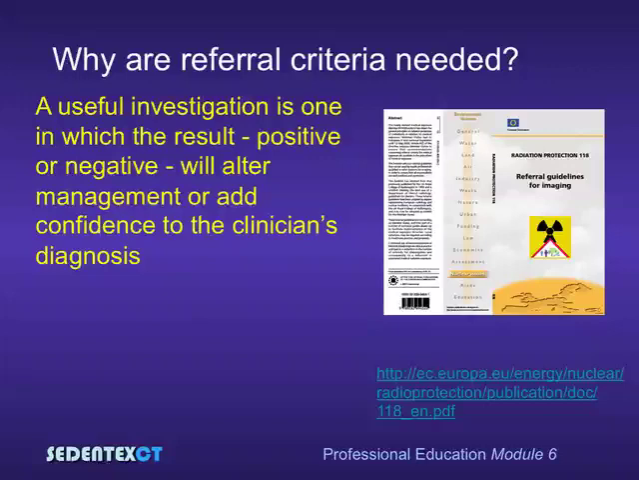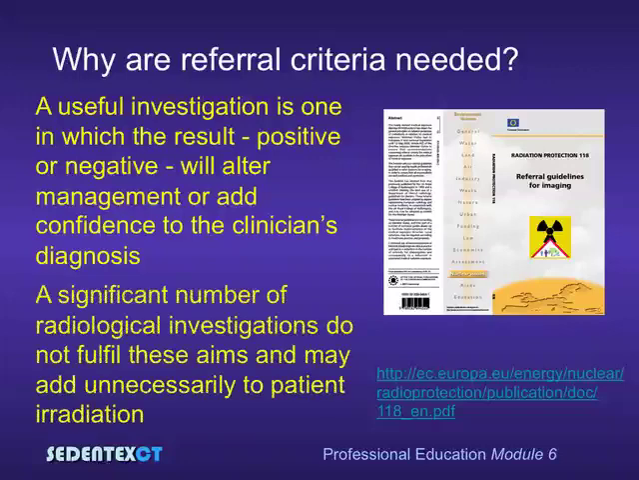Why do we need referral criteria? Well, Radiation Protection 118, the European Referral Guidelines for Imaging, state that a useful investigation is one in which the result, either positive or negative, will alter management or add confidence to the clinician's diagnosis. This document also highlights the fact that a significant number of radiological investigations do not fulfill these aims and may unnecessarily add to patient irradiation.